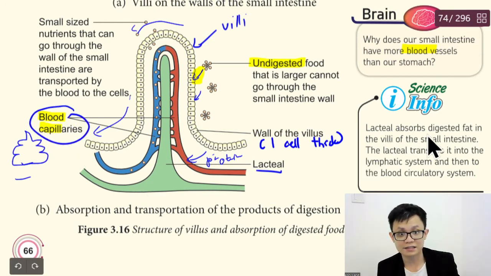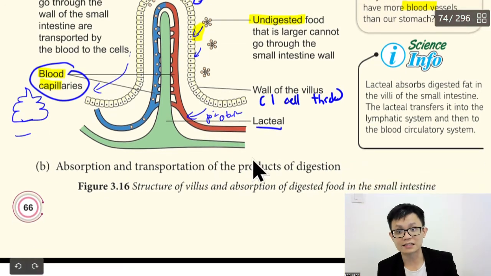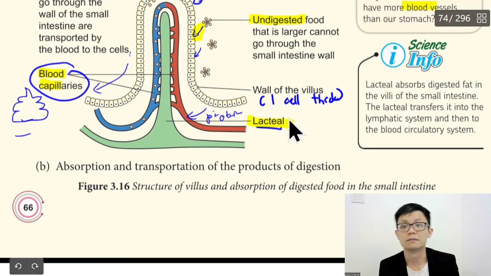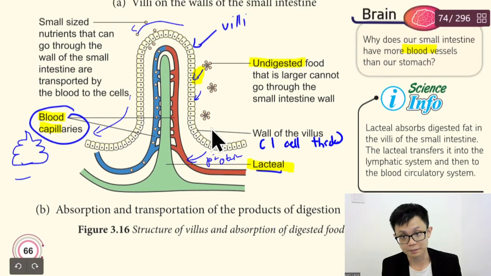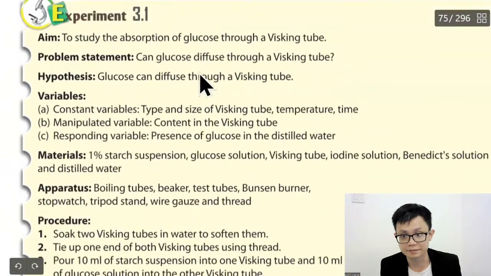Lacteal absorbs digested fat in the villi of the small intestine. The lacteal transfers it into the lymphatic system and then to the blood circulatory system. So this one absorbs the fats, and blood carries nutrients around the body. It depends on what nutrient, but basically this is the idea.